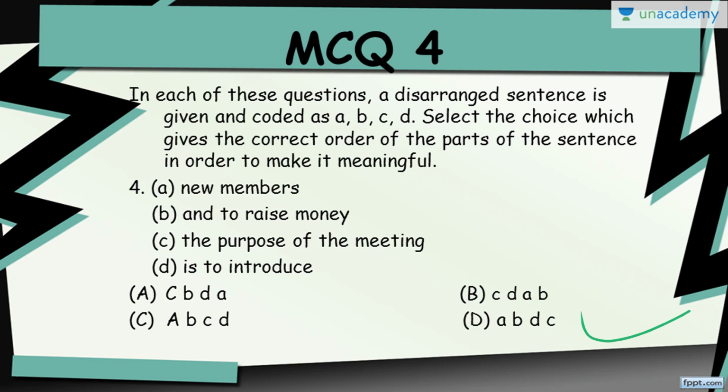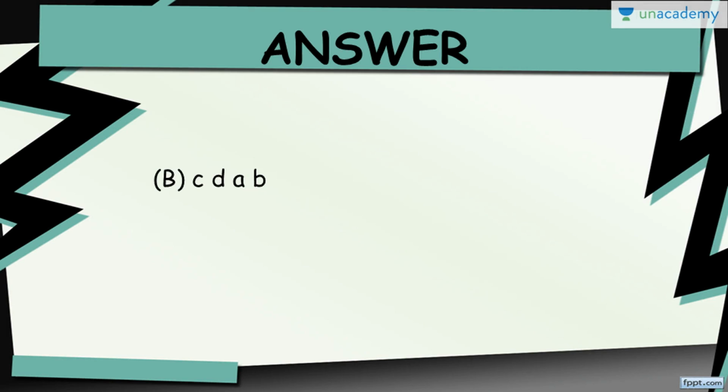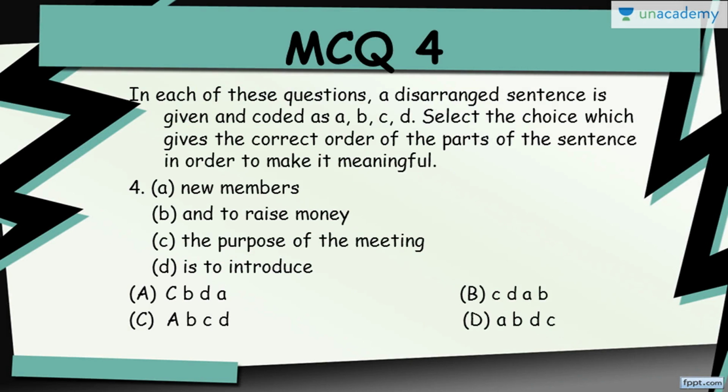So you can think of the answer, take more time than 10 seconds, take 15 seconds for this question. It might be a bit tough, and then you can move on to the next portion. So the answer to this question is C, D, A, and B. How does this happen? The B option is the correct answer. C, the purpose of the meeting is to introduce new members and to raise money. So now this makes sense.